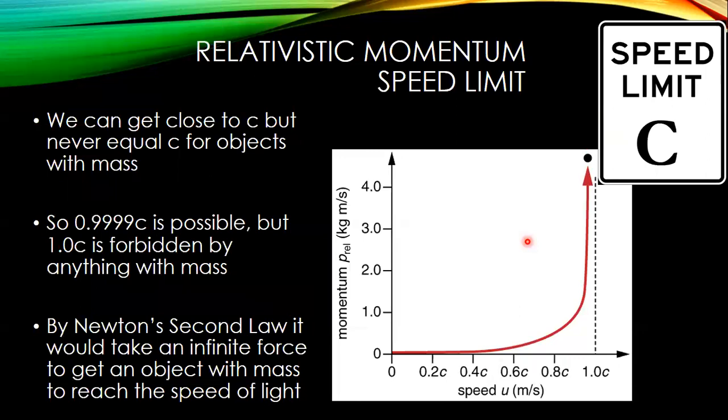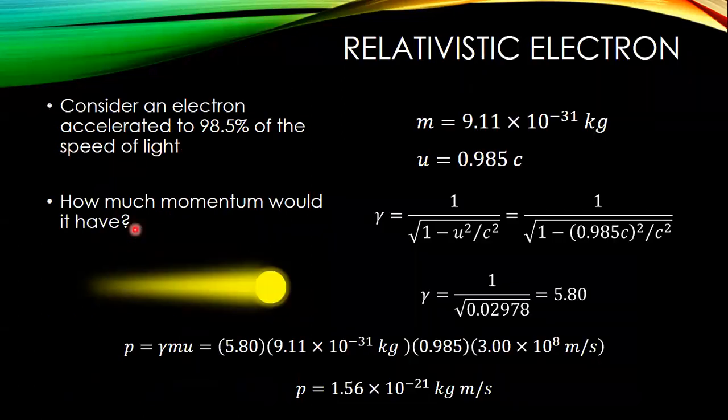Can't go past c. That's your speed limit. Again, you can go 0.9999. You can put as many nines as you want there, times c as possible. But you're never going to reach c with mass. It's just not going to happen. So let's do a relativistic calculation.